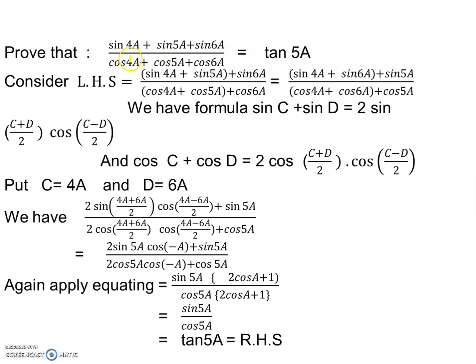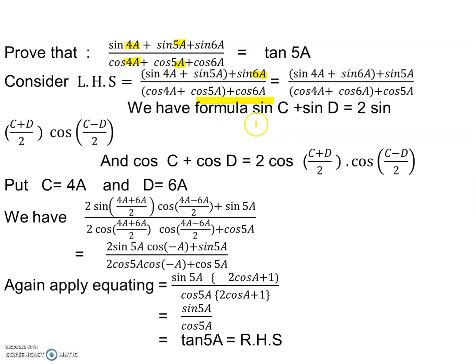We have to prove that (sin 4A plus sin 5A plus sin 6A) upon (cos 4A plus cos 5A plus cos 6A) is equal to tan 5A. We have to start by grouping. Here 4A is common, here 5A is common, and in the denominator cos 4A and cos 5A are common. So we have to group these terms, and sin 6A and cos 6A remain the same because it is the bigger angle. Now we take sin 4A plus sin 6A and cos 4A plus cos 6A.